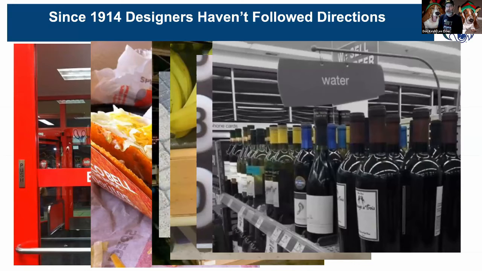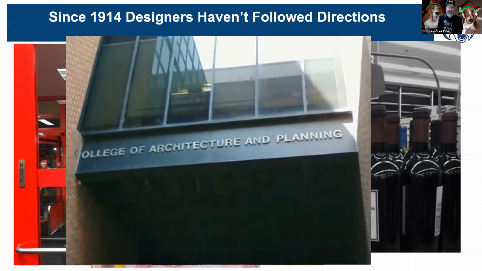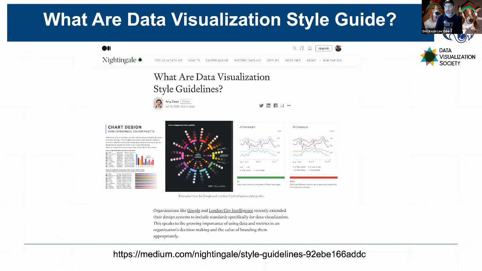How about this one? Here's the water section of the local store. I guess we could have a whole religious discussion about changing water to wine. And this is my favorite, the College of Architecture and Planning. Look at the college over there. Yeah, that's why in the movies, if you see a professor, he's either evil or clueless, right? We're not all evil and clueless. And we're not all in our ivory towers of the College of Architecture and Planning. A lot of us are out there trying to see, what are you guys talking about? What do you think? What are the things you're looking at? What do you think is important here?